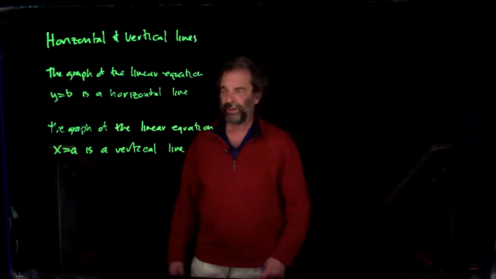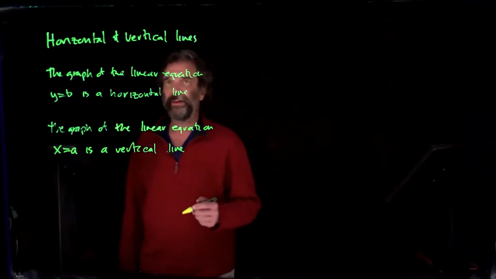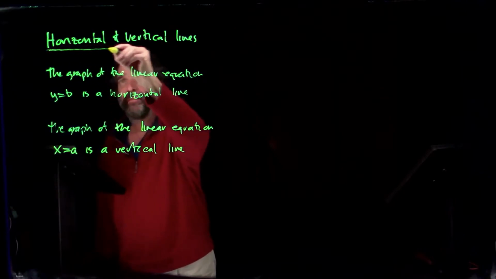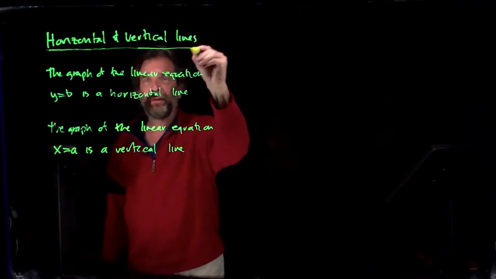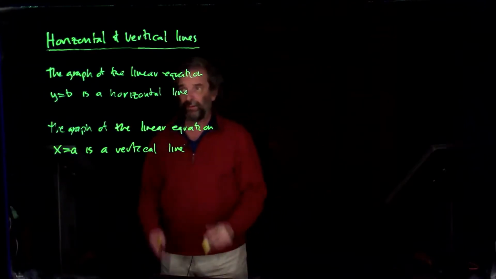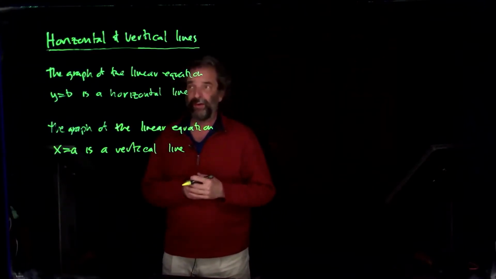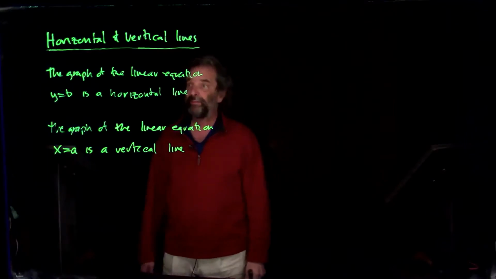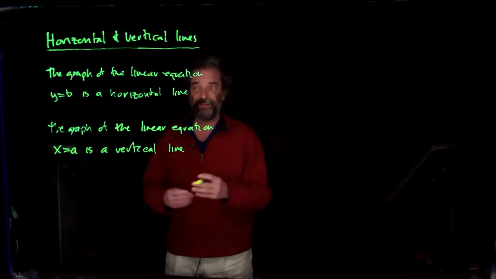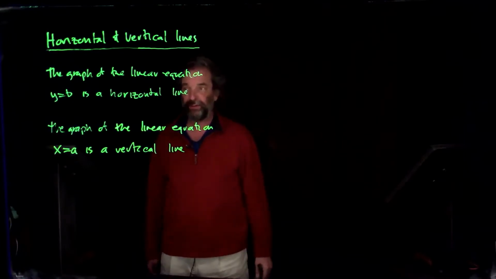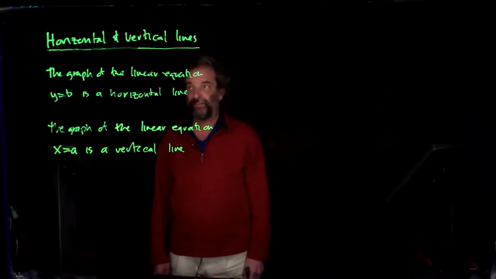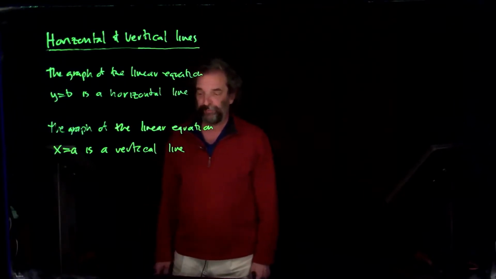Okay, let's just recap what we discovered last time. We're talking about horizontal and vertical lines. We had an equation last time, y equals a number, and we got a horizontal line from the graph. And we had another equation, x equal to some number, when we finished simplifying, at least. And the graph of that was a vertical line. And so those are just general things that happen.